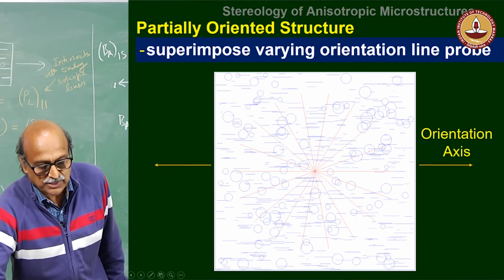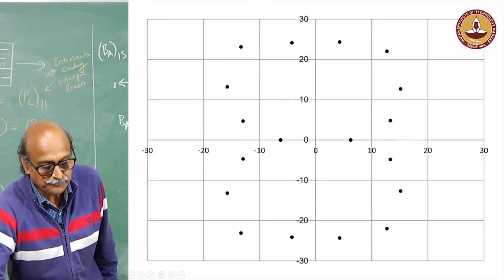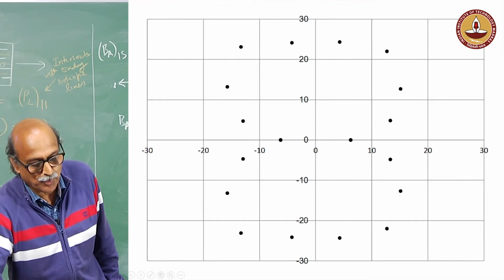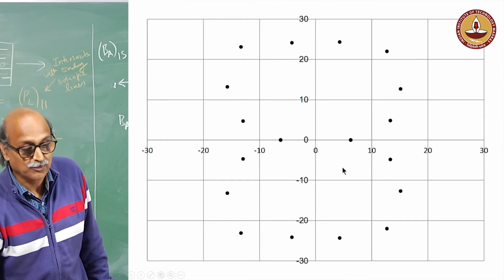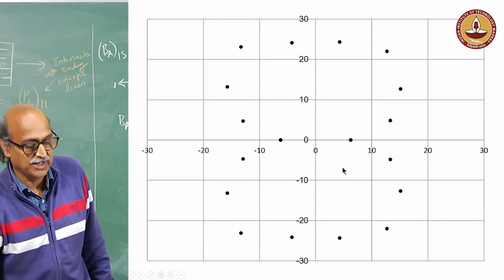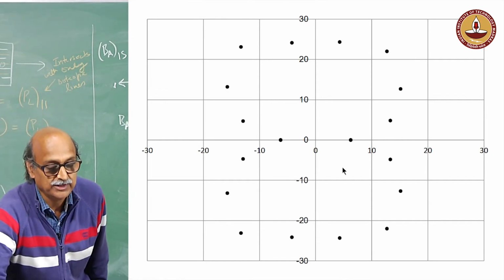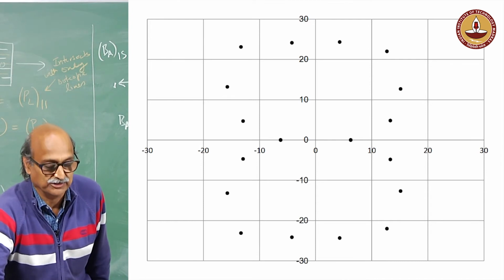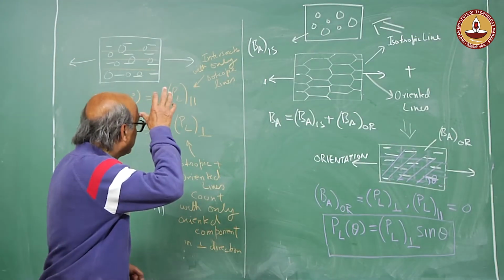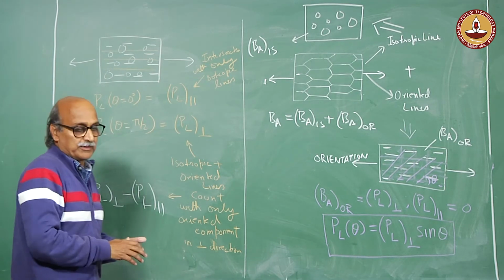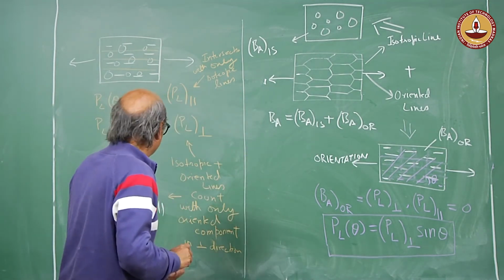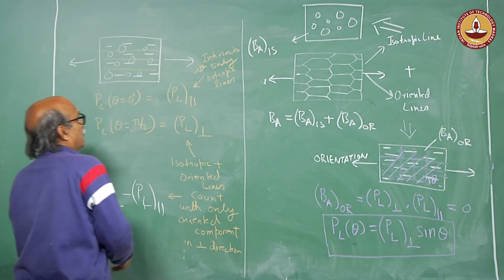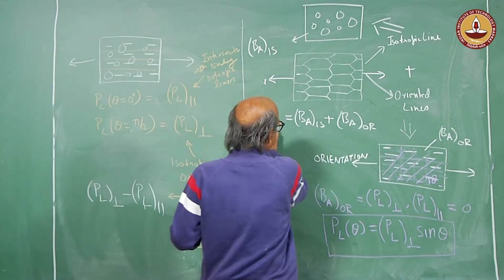then what kind of polar plot will I get? Well, I will get some kind of a polar plot again, but it will not be quite the same, because it will have both an isotropic and an oriented component in different directions. So, we can visualize this polar plot in the following way.